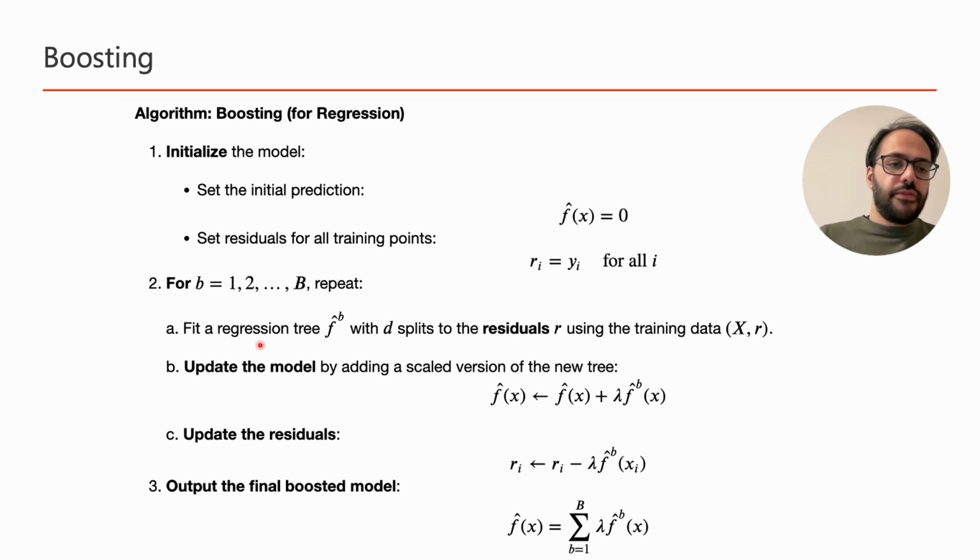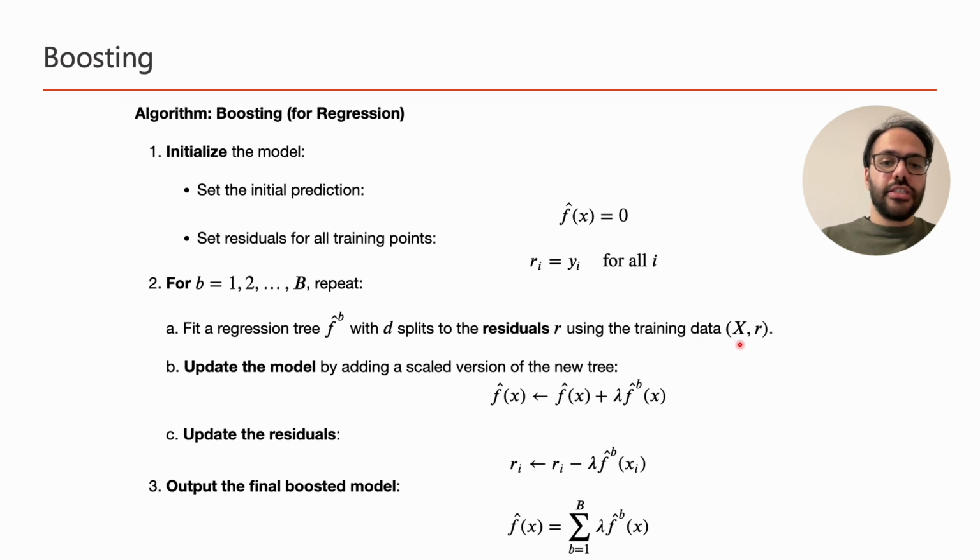You can see that we fit a regression tree. And also here we can put a maximum on the number of splits, because the idea with boosting is that you want to have very, very simple base models. That's why you can say that I want to have this maximum number of splits for each individual model. And we fit this tree to the residual and the training data.